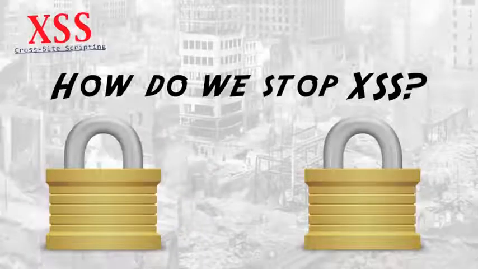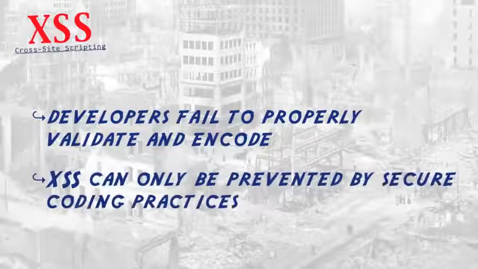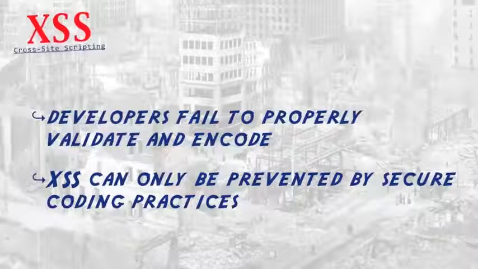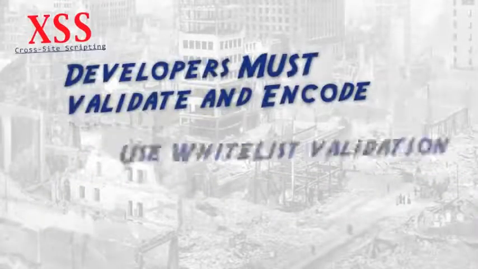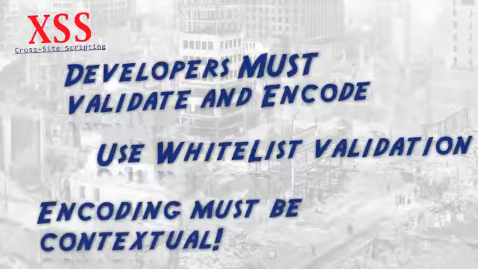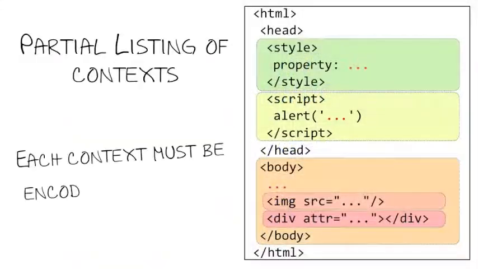So let's talk about fixes. XSS vulnerabilities are the result of developers not properly validating and encoding user-supplied data. So in order to stop cross-site scripting, we have to educate web developers how to effectively validate and encode user-supplied data. For proper validation, make sure you're using a positive whitelisting approach. And for encoding, realize that encoding must be contextual. That is to say, you will have to encode the data differently depending on where it's placed in a web page.